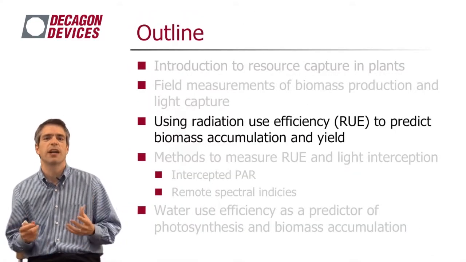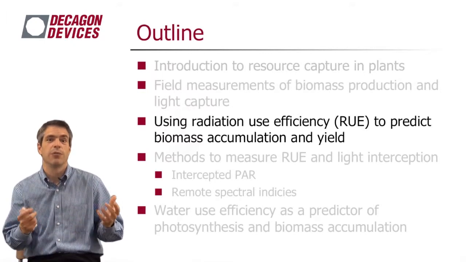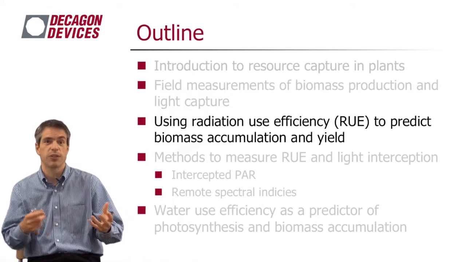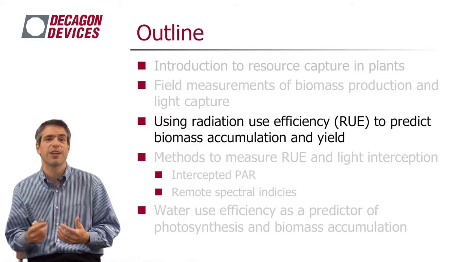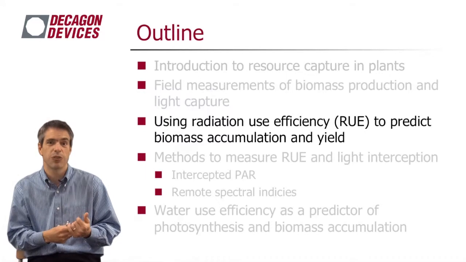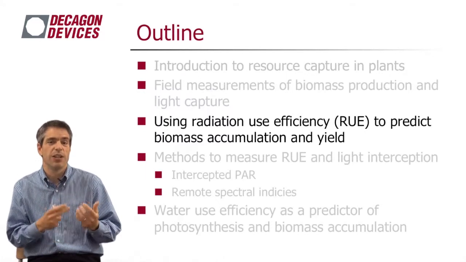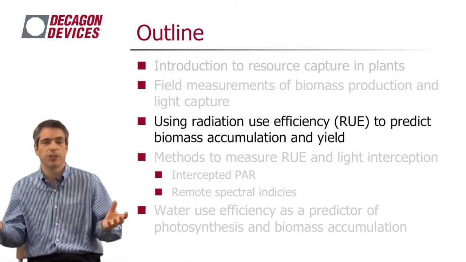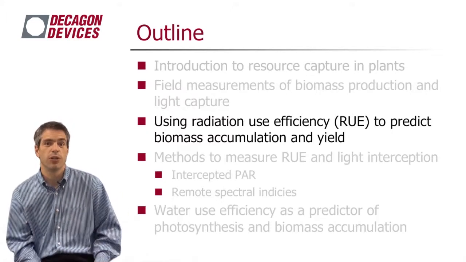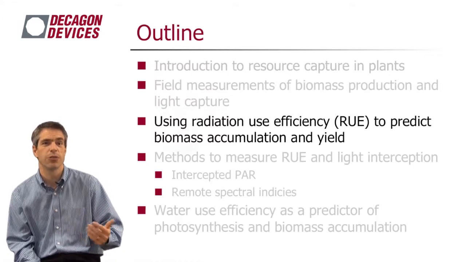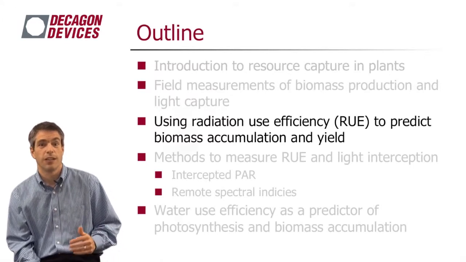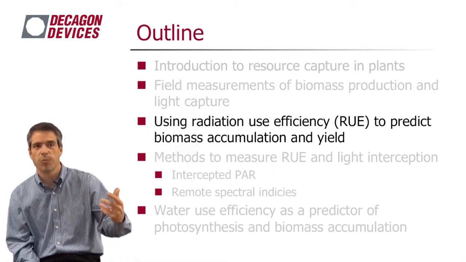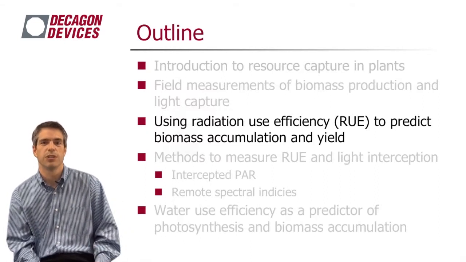So now we've talked about how to field measure biomass and the fact that our biomass sampling does match up with other things that we can do out there, like CO2 flux measurements, and that our radiation use efficiency is fairly consistent across the season. We could see places where it's not, but generally we can use the same RUE value, radiation use efficiency value. Now, let's go on and talk about how to use this radiation use efficiency to predict biomass accumulation and yield.